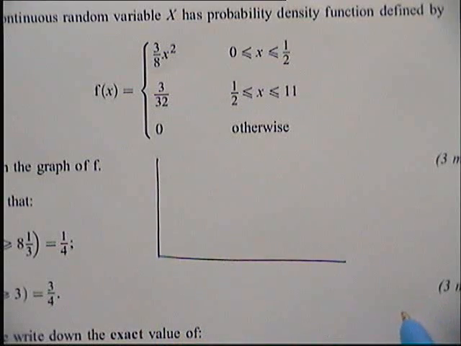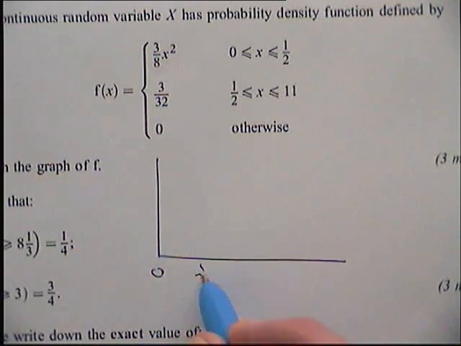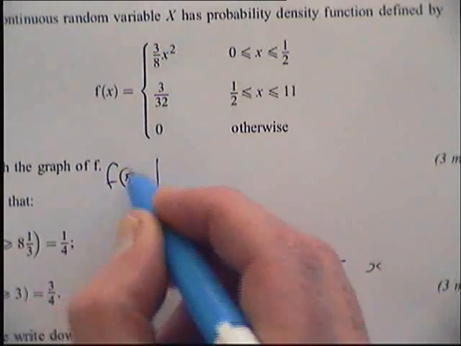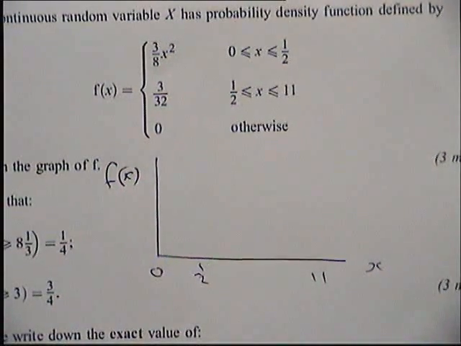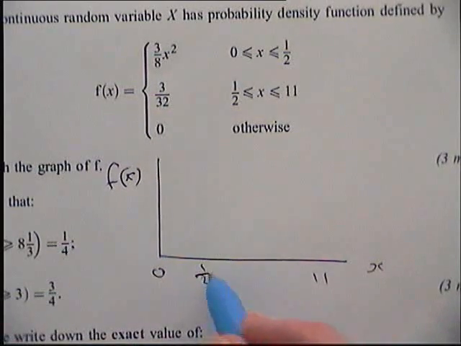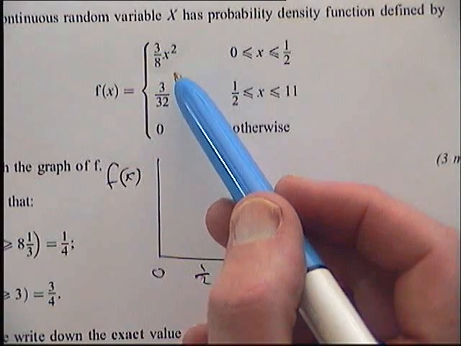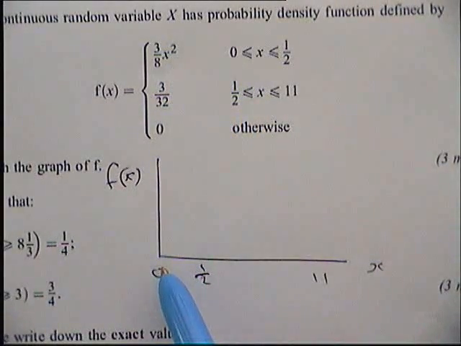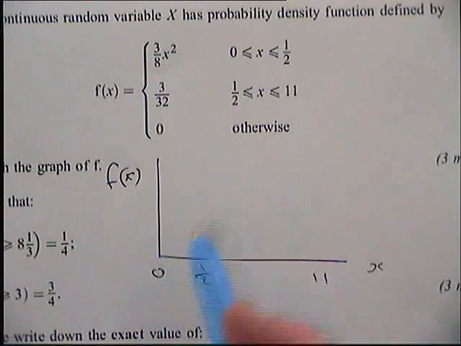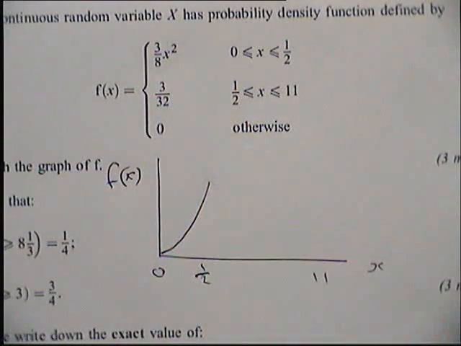what are the values I'm interested in going along my x-axis? I'm not trying to do this to scale, but 0, a half and 11, and I call that x. So up here will be f of x. Okay, which bit shall we do first? Let's do the 0 to a half. What sort of curve is it? It's a quadratic. Happy or sad? What's the value of the curve when x is 0? Okay, so it's going like that.